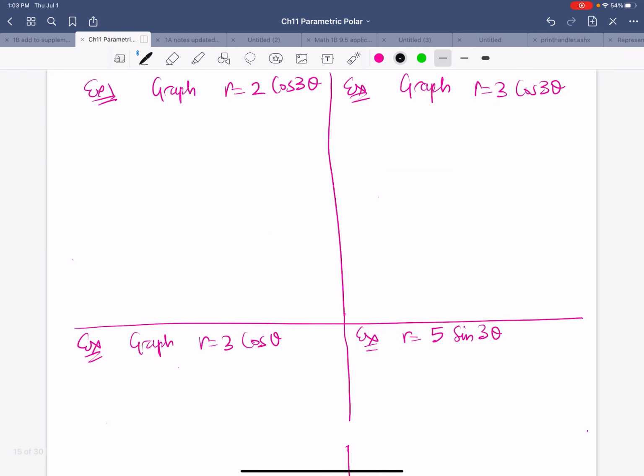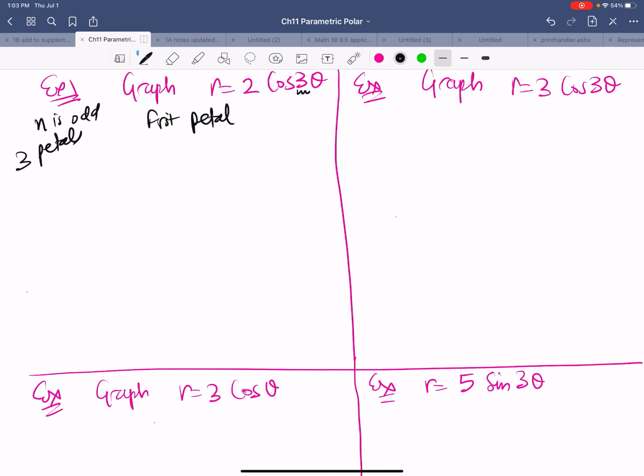First of all, I can see my n is odd. That means I'm going to have 3 petals. For the odd n, the number of petals is the same as n. Now let's think about it: the first petal will appear wherever cosine 3 theta is equal to 1. So let's go ahead and solve it. That means 3 theta has to be equal to 0. Theta will be 0.